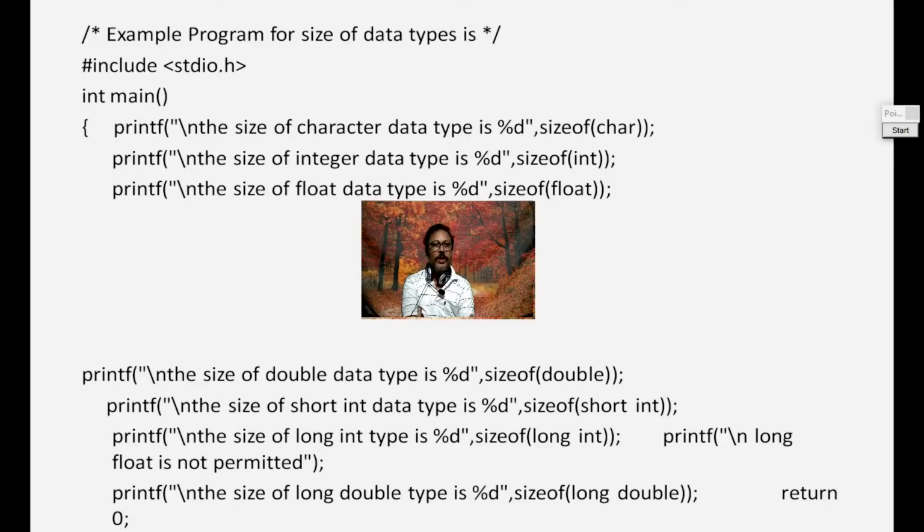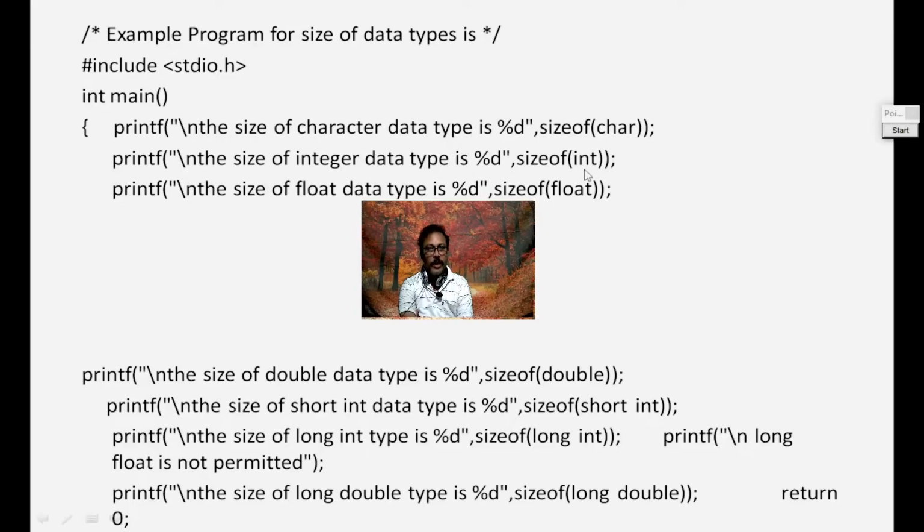Example program for size of data types. I think we discussed this already, but if you want, you can redo it again. The sizeof operator is actually a function, but it is called an operator in C language. The sizeof operator can be used to print the size of different data types. You can use the data type name, or you can specify the value.